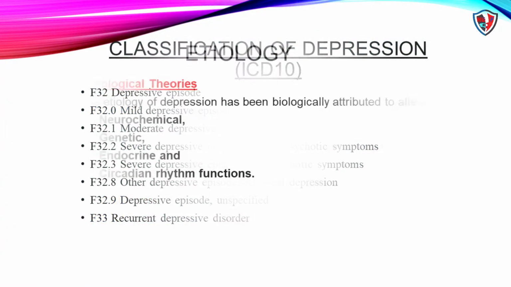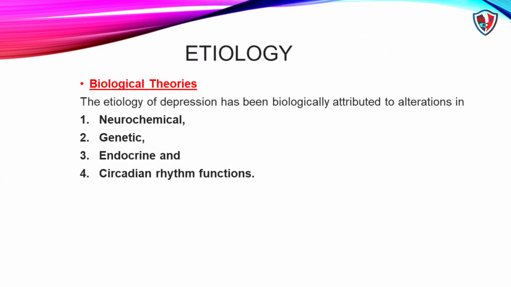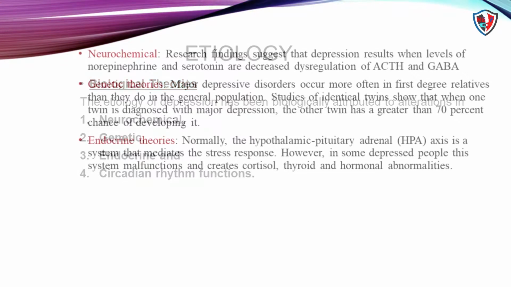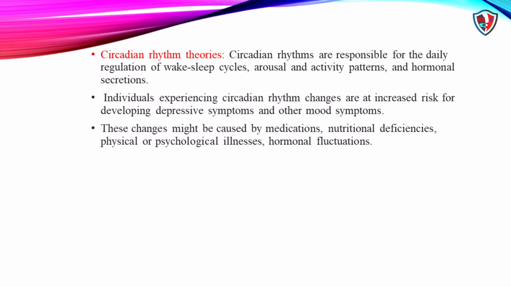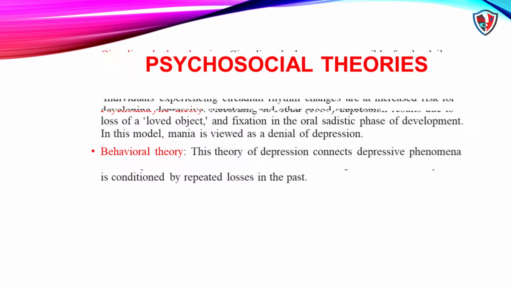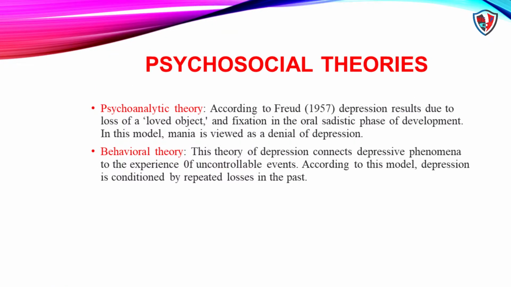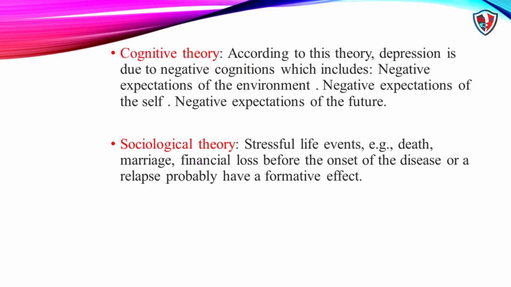Etiology of depression is mainly based on biological theories, neurochemical factors, genetic theories, endocrine theories, and circadian rhythm theories. There are few psychosocial theories which explains the phenomena of depression. Some of them are psychoanalytic theory, behavioral theory, cognitive theory, sociological theory.